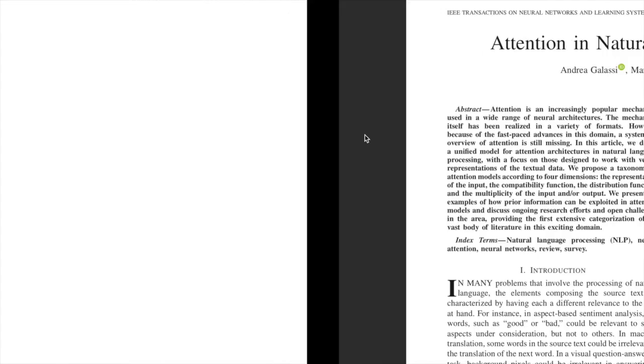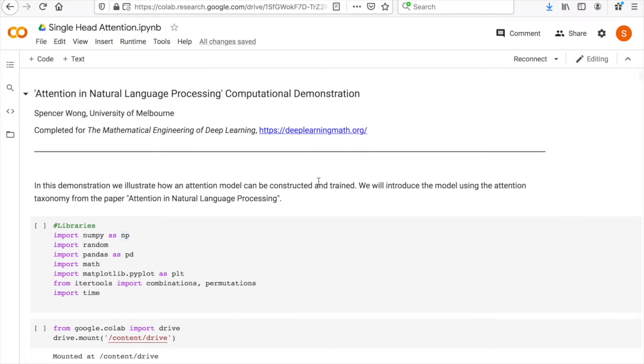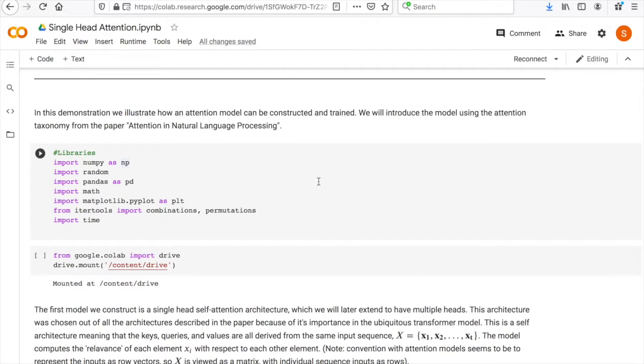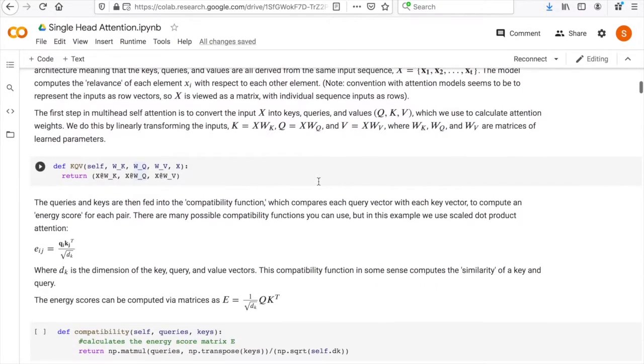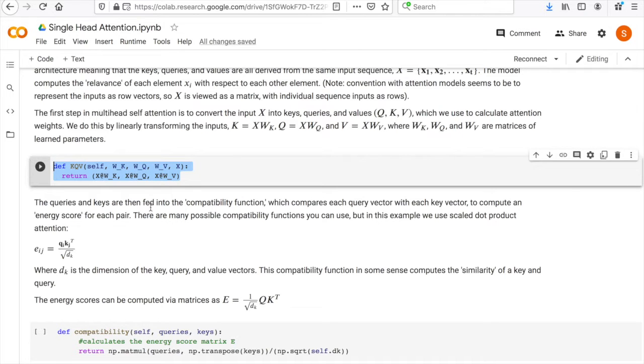So what we do in this demonstration is we show how a single head self attention model, as well as an extension of it, a multi head self attention model, can be programmed and trained on a real data set. So we start off by looking at the single head self attention architecture and describe what happens to an input set of vectors when you put it into that model. Along the way, we define functions for doing those things.